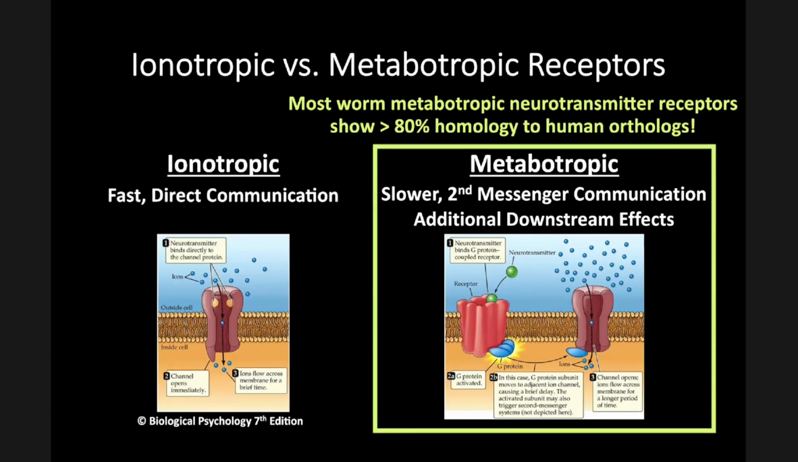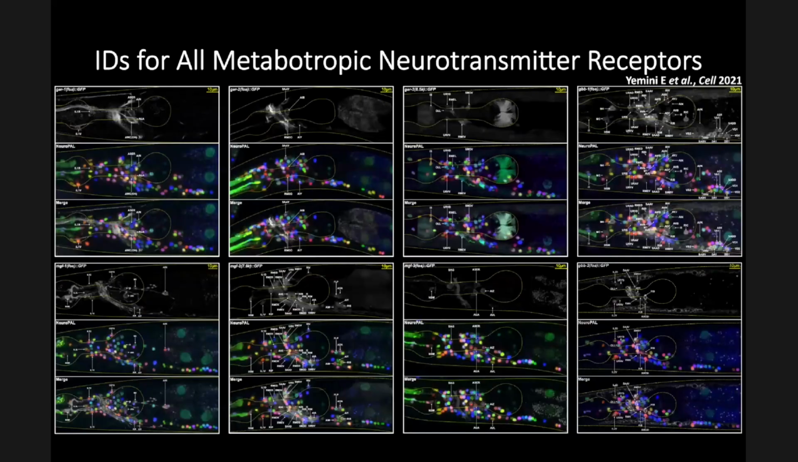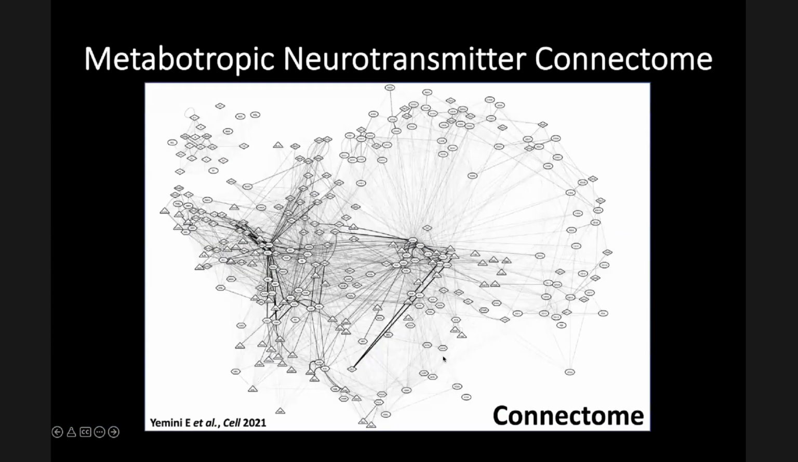And for that reason, I wanted to focus on them, and also because they have over 80% homology to their human orthologs, so they're very similar. They're conserved basically, and they're similar to their human counterparts. So what I did is I identified the expression of all metabotropic neurotransmitter receptors using NeuroPAL. And then I used that to fill in the connectome.